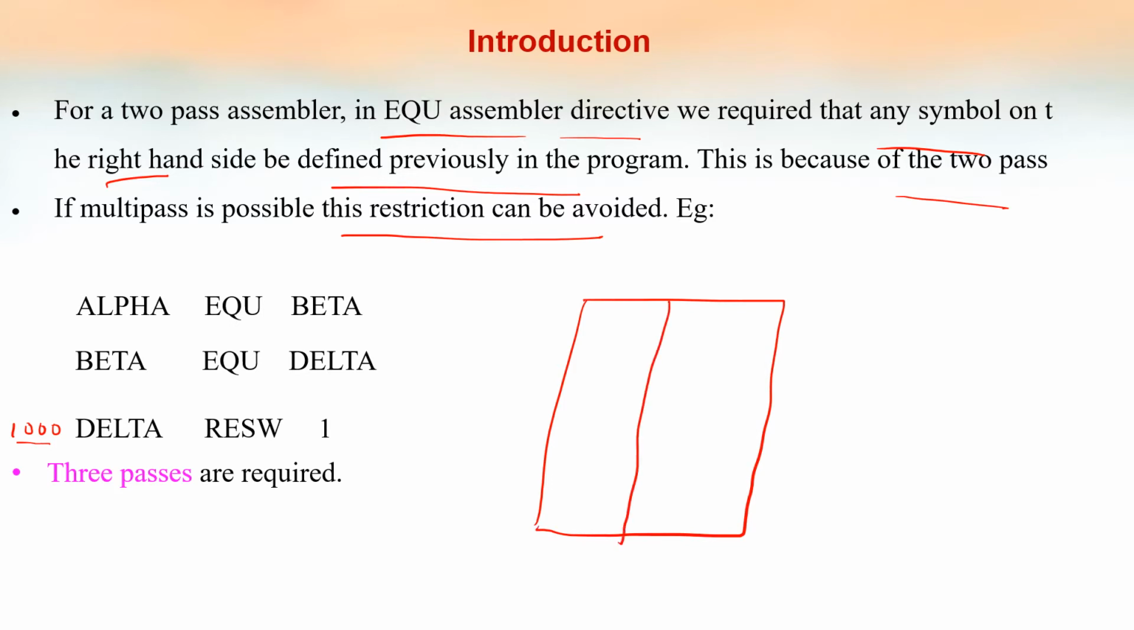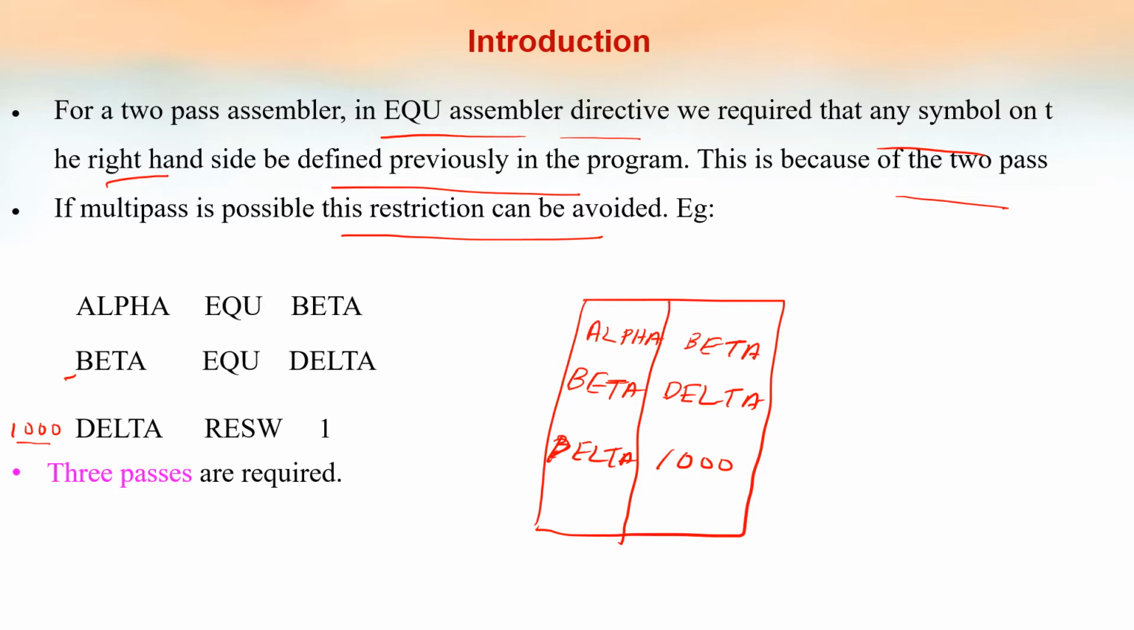In first pass, alpha EQU beta. So in the first pass, the symbol table entry is alpha; the address value is not obtained. This is a variable, beta. Then the second symbol, beta EQU delta. Then the third line, delta RESW 1. Here the address value we will obtain. Delta's value is the current value of the location counter, that is 1000. So delta's value is obtained in the first pass.